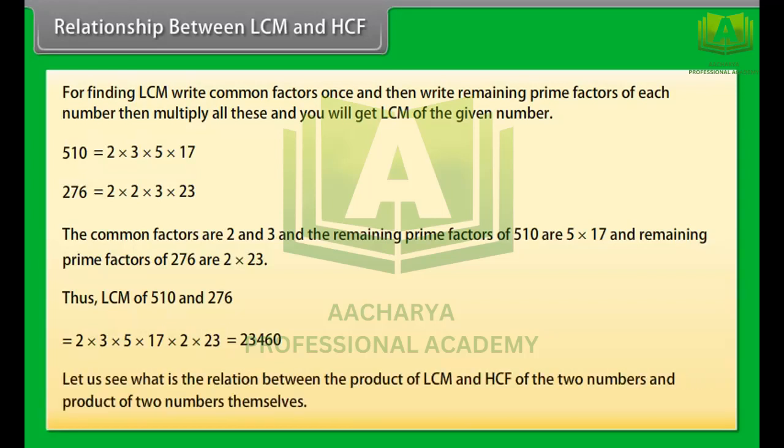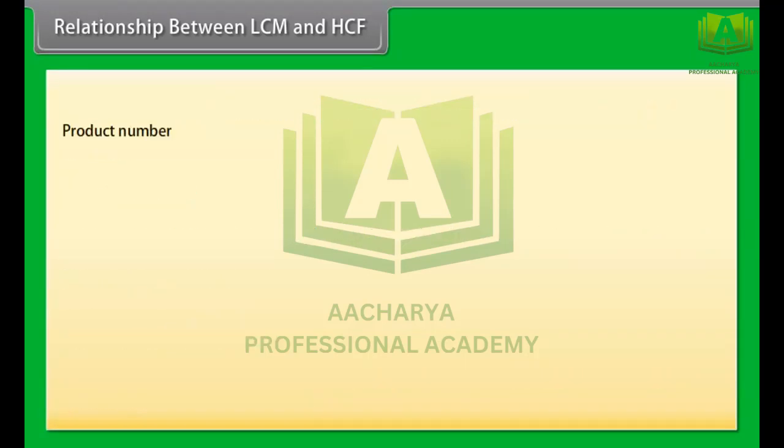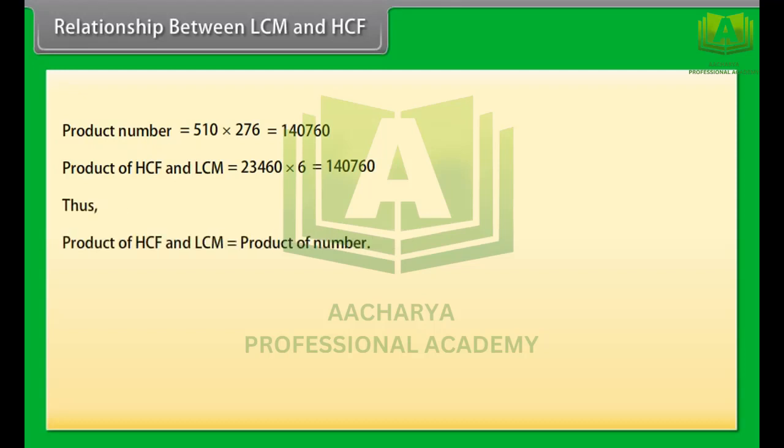23,460. Let us see what is the relation between the product of the LCM and HCF of the two numbers and the product of the two numbers themselves. From the above example, the product of the numbers is equal to 510 × 276, which equals 1,40,760. The product of HCF and LCM is equal to 23,460 × 6, which is 1,40,760.